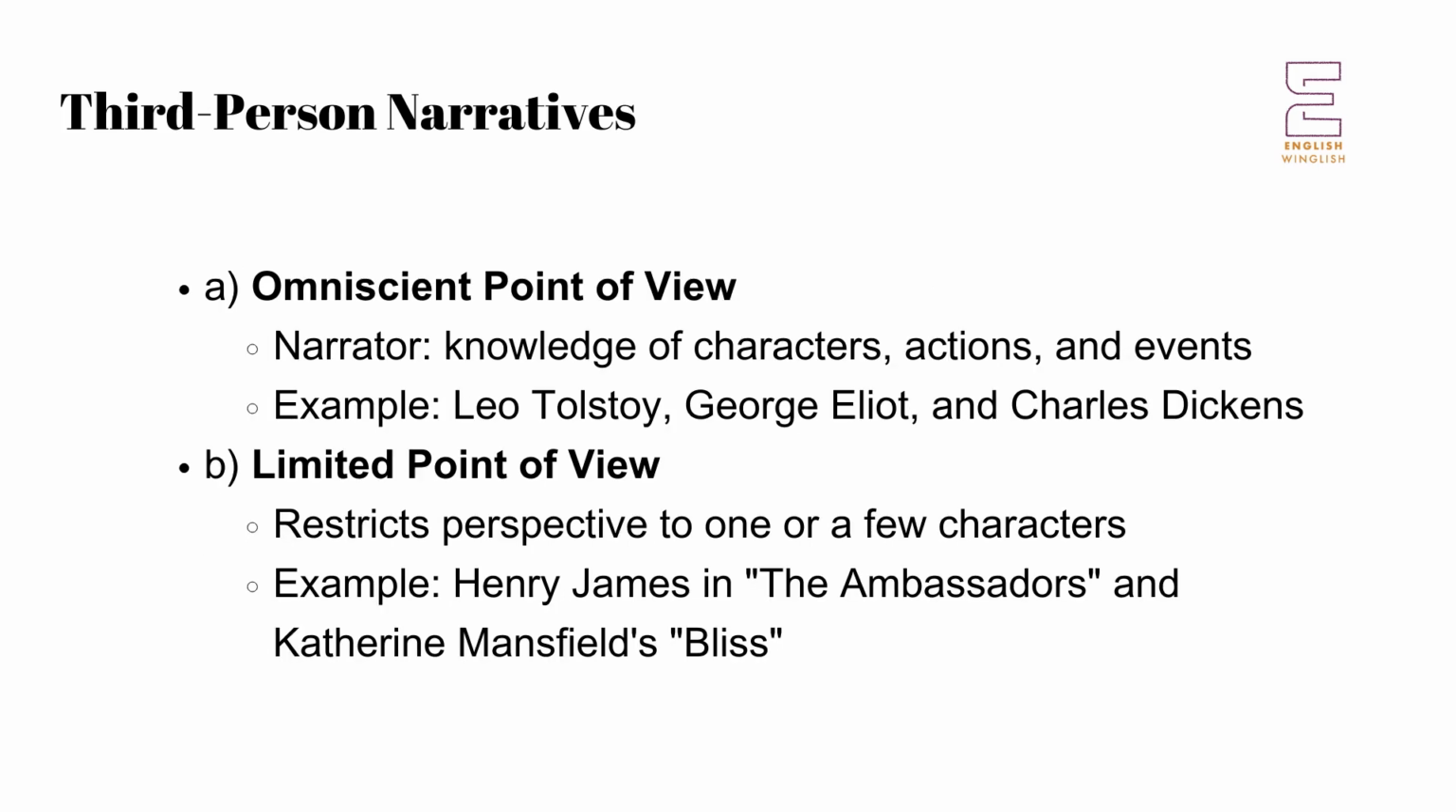Third-person narratives. Omniscient point of view. In an omniscient third-person narrator, the narrator possesses complete knowledge of the characters, actions, and events. They have access to the inner thoughts and emotions of multiple characters and can move freely in time and space. Authors like Leo Tolstoy, George Eliot, and Charles Dickens employed this mode in their works, such as Tolstoy's War and Peace and Dickens's David Copperfield.